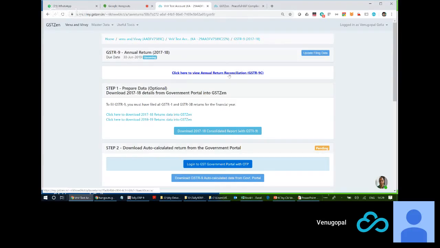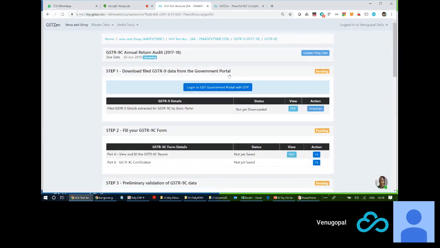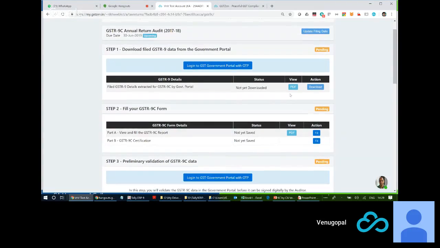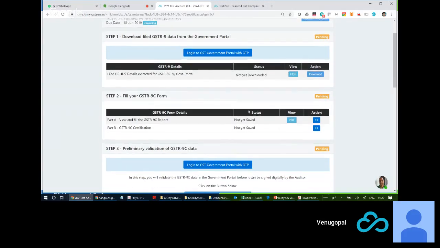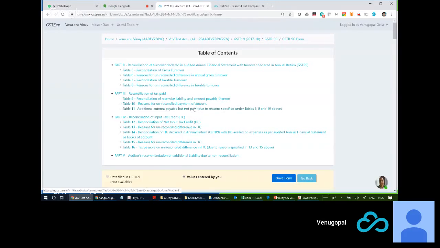Let's click on the GSTR-9C, the annual return and annual reconciliation statement, and let's see how this needs to be done. Here you can click on login to GST government portal with the OTP to download the auto-filled GSTR-9. So the GSTZen tool will automatically download all the filled data. And once the filled data has been downloaded, you can see it both in the PDF and also on the portal. A very important thing which I want to explain is the filling of the various tables of GSTR-9C. So you can see all the table by table data here.